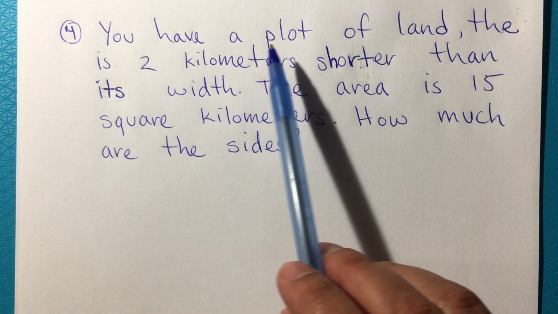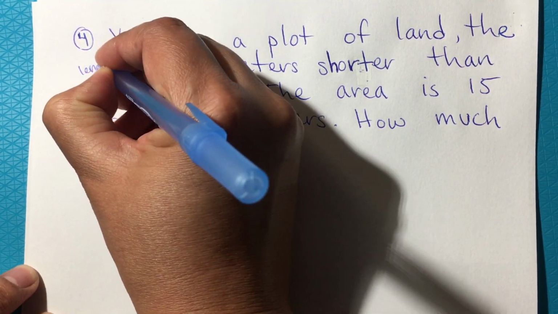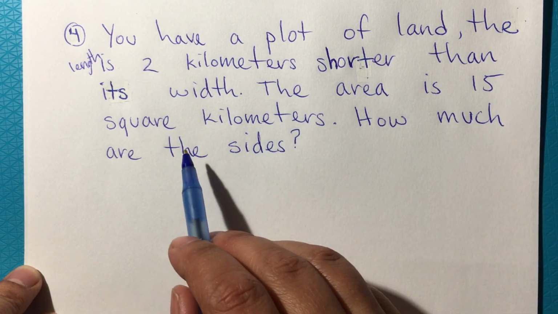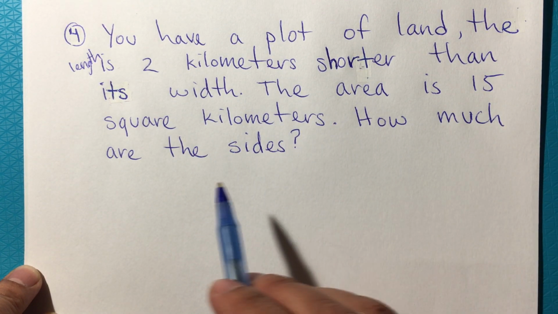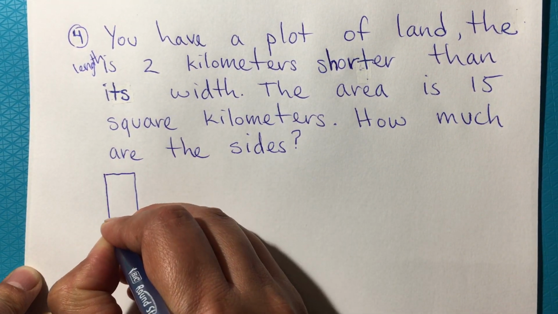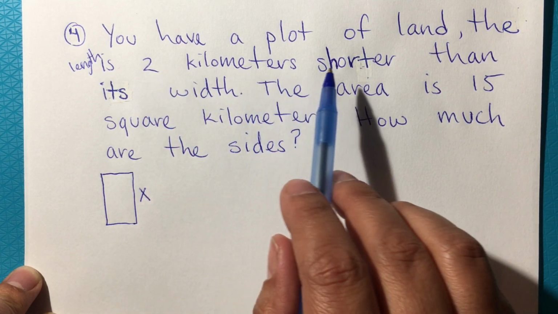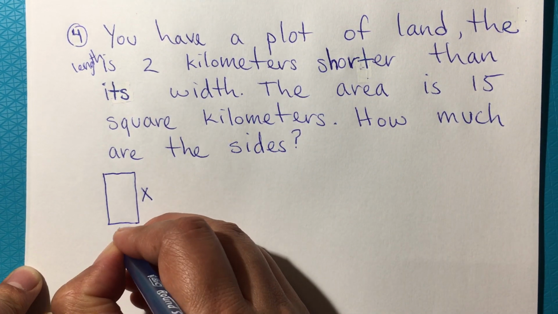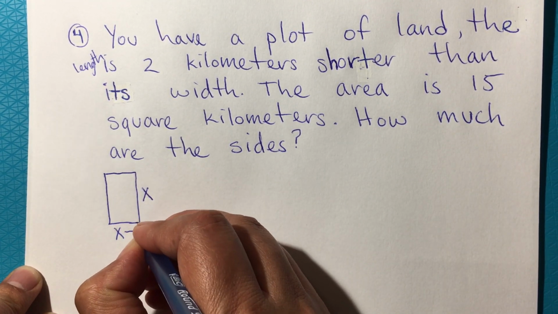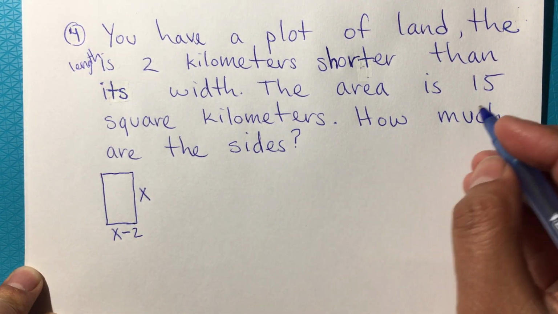Number 4 says you have a plot of land. The length is 2 kilometers shorter than its width. The area is 15 square kilometers. How much are the sides? So now in here, what it's saying is, again, we're comparing it to the width, but it's 2 kilometers shorter than that width. That's why it should be smaller on this dimension. So it's x minus 2 because it's shorter than the width.